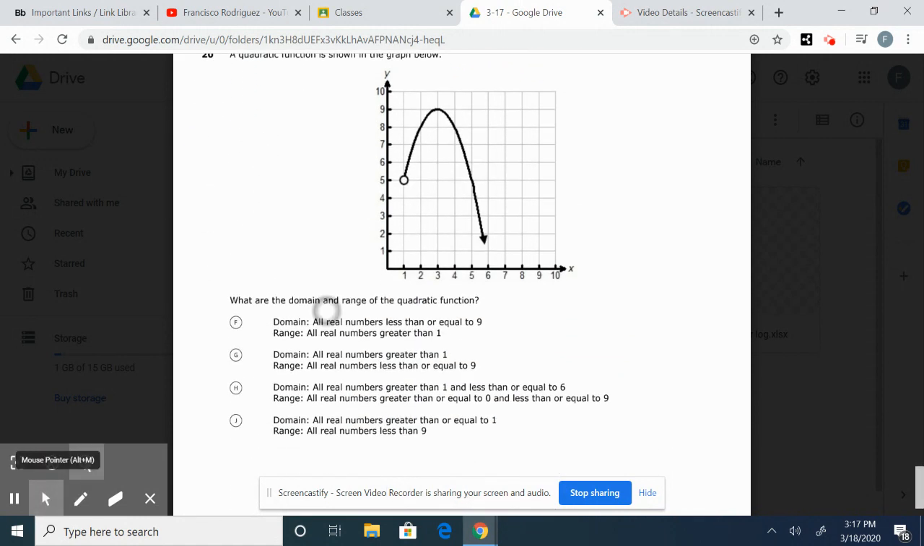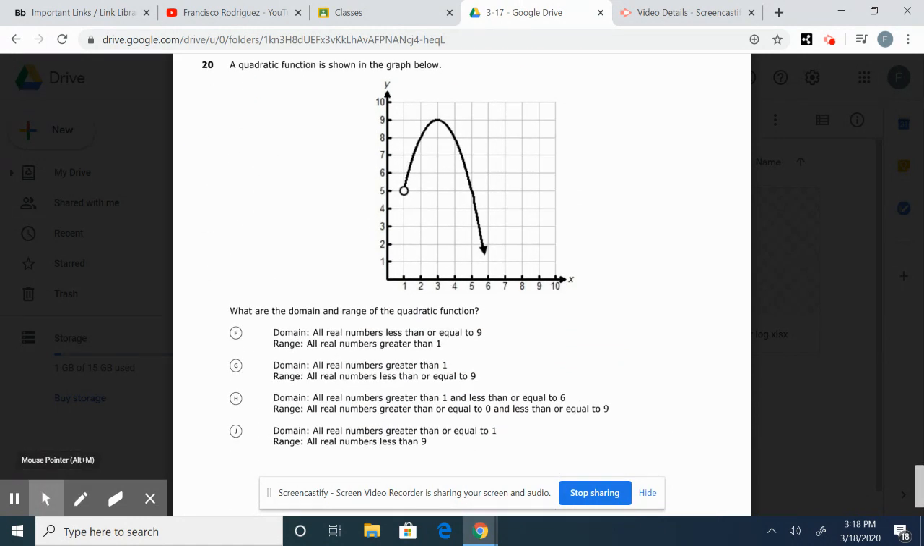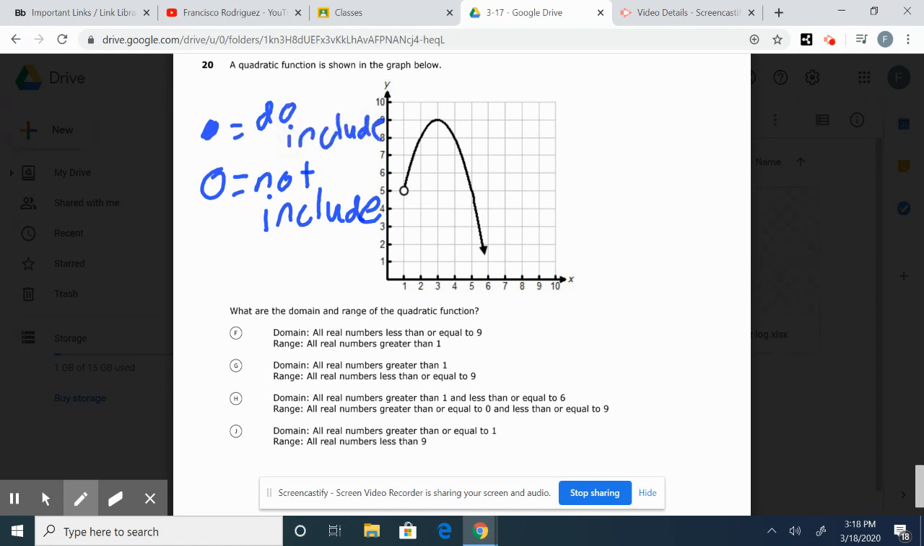Now let's look at the one down here, number 20. So with this one, you have to remember that open circle means that it's not included, and a closed circle means that we do include. And that's important when you're trying to find which inequality to use, whether it has a line on the bottom or not.